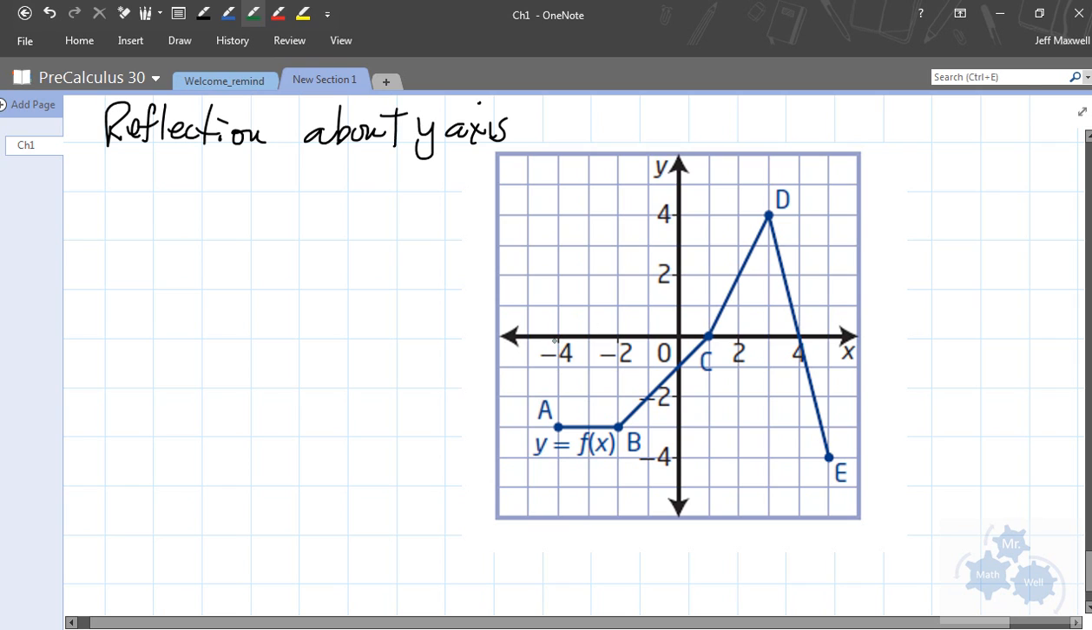A, instead of reflecting up about the x, we're going to reflect over here about the y-axis. So this is -4, -3, so we got to go over here, and this is going to be what? That's A prime, and that's going to be what? +4, -3. Okay. What about B? Well, a reflection of B is going to be right here. That's B prime. And that point is going to be 2, -3.